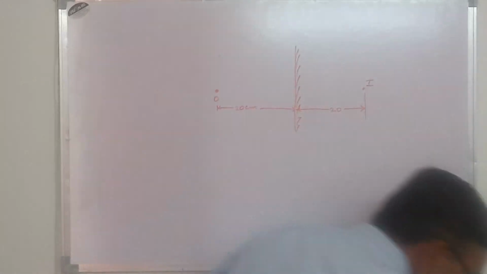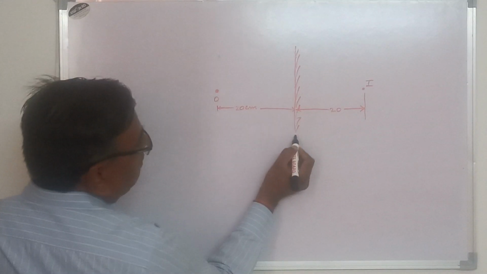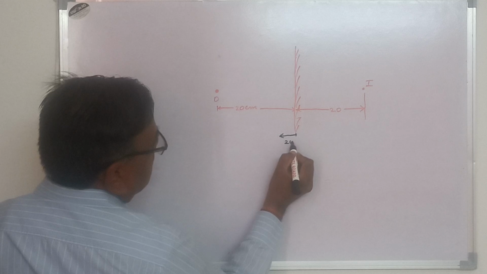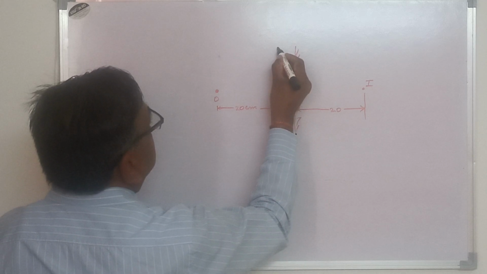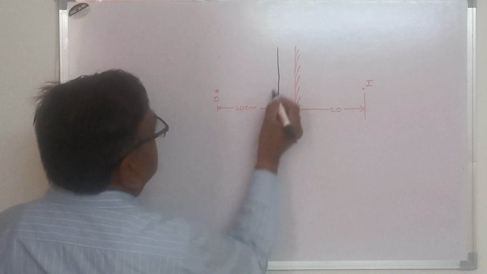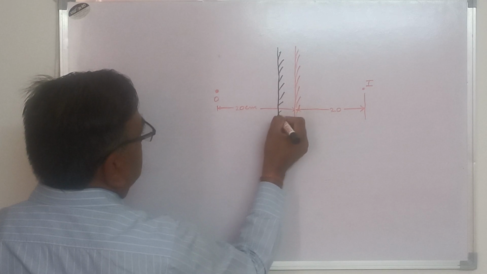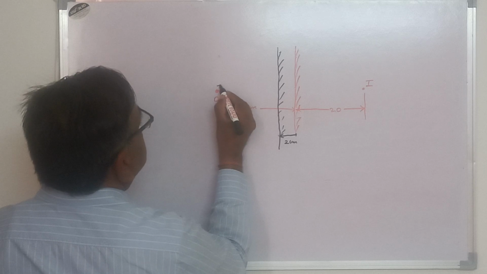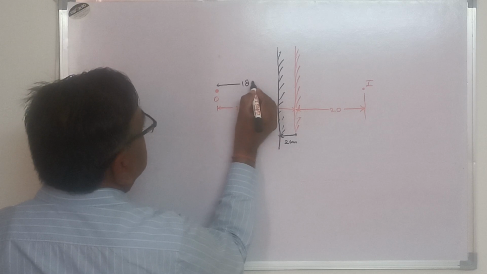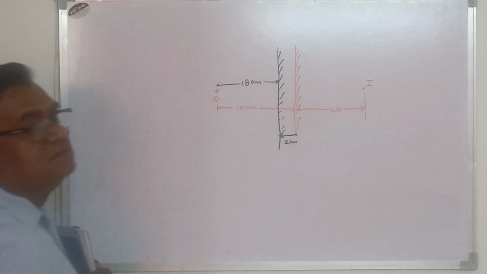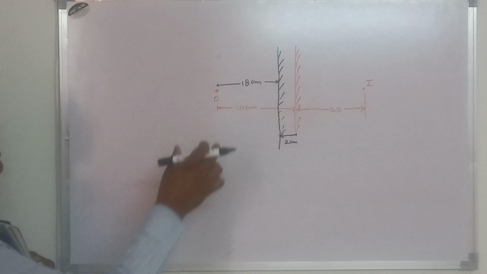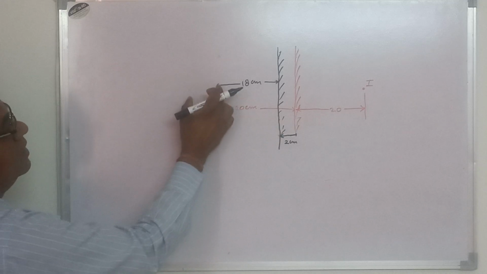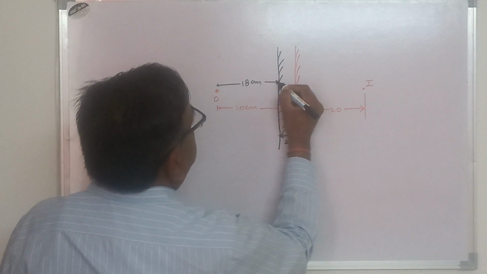अब कहता है मिरर को मूव करा दिया टुवर्ड्स द ऑब्जेक्ट 2 सेंटीमीटर. अब मिरर यहाँ है, मिरर को इस डायरेक्शन में खिसका दिया है, यहाँ ले आया है. और ये कितनी दूरी है? 2 सेंटीमीटर. अब मिरर यहाँ आ गया. अब देखिए, now this distance becomes 18 centimeter. मिरर की न्यू पोजीशन से 18 सेंटीमीटर ये हो गई ऑब्जेक्ट, क्योंकि मिरर को मूव कराया, ऑब्जेक्ट वही है, 2 सेंटीमीटर मूव कराया.